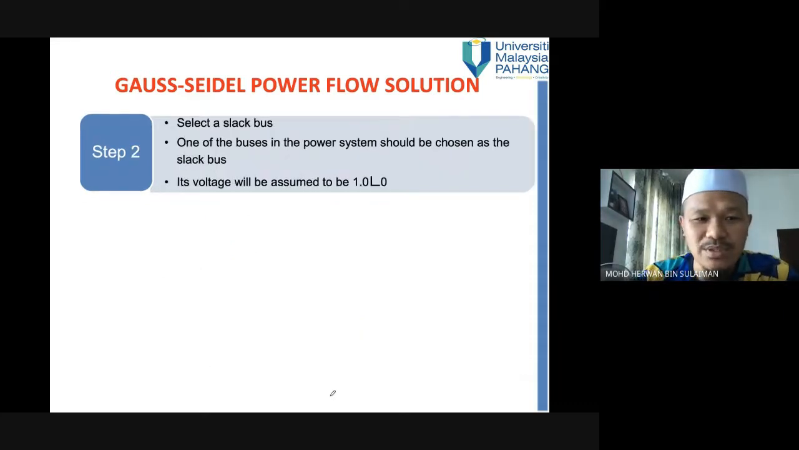Next, we select the slack bus. Since we have a two bus system only, for sure bus number one is the slack bus.